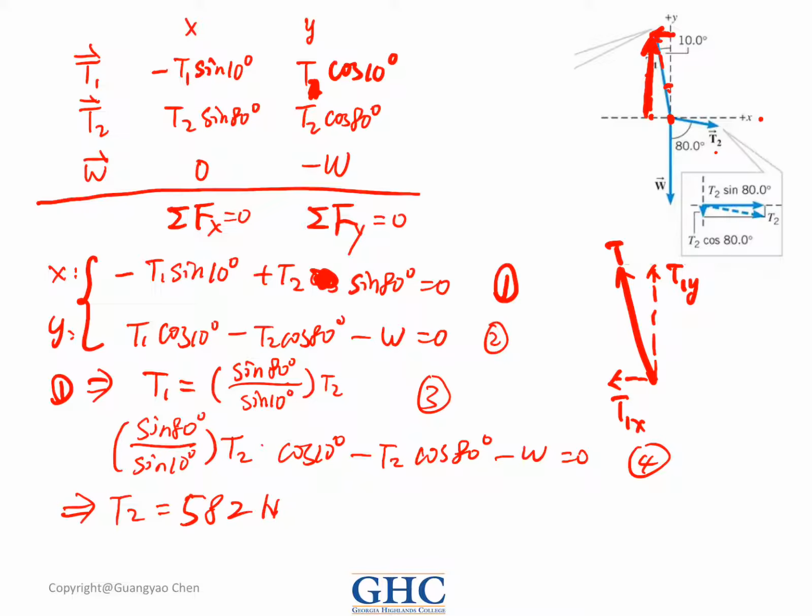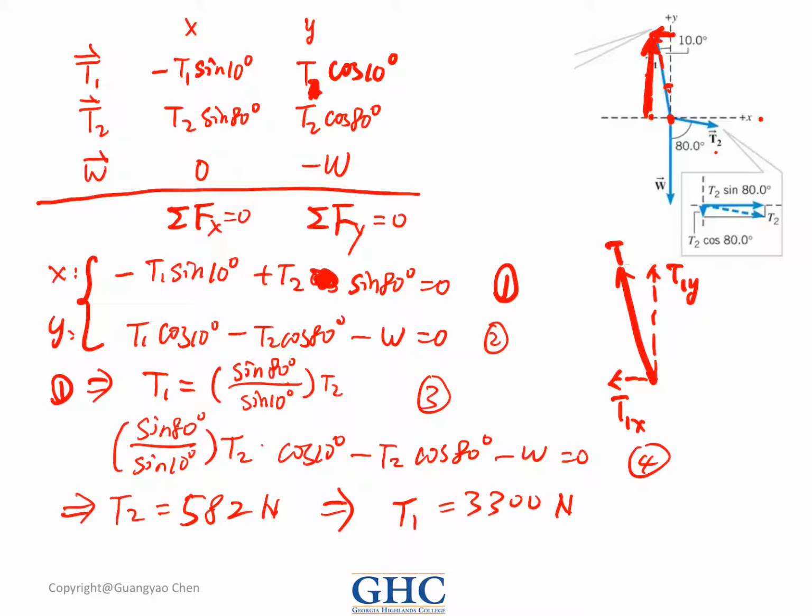And now you put T2 back into equation 3. You can solve for T1, 3,300 newtons. So you solved this problem.